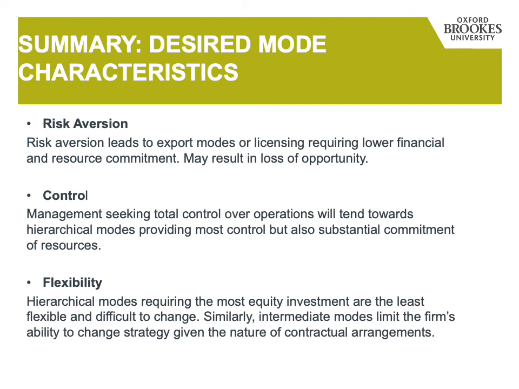Summary. Desired mode characteristics. Risk aversion. Risk aversion leads to export modes or licensing requiring lower financial and resource commitment, may result in loss of opportunity. Control. Management seeking total control over operations will tend towards hierarchical modes, providing most control but also substantial commitment of resources. Flexibility. Hierarchical modes require the most equity investments, are the least flexible and most difficult to change. Similarly, intermediate modes limit the firm's ability to change strategy given the nature of contractual arrangements.